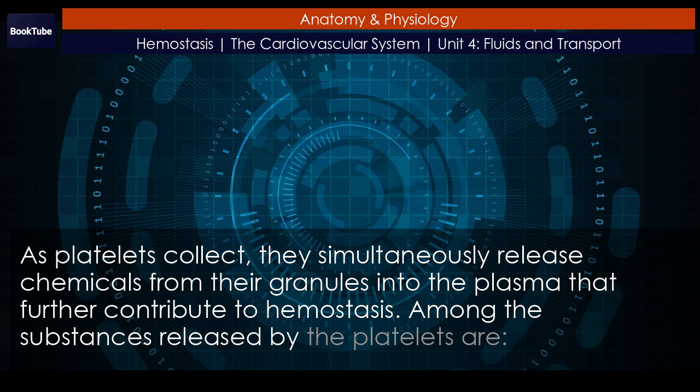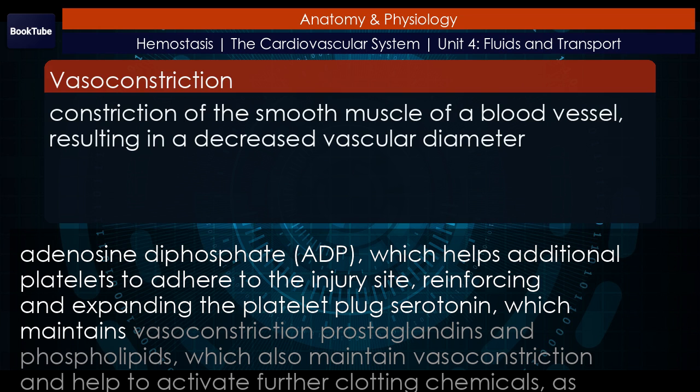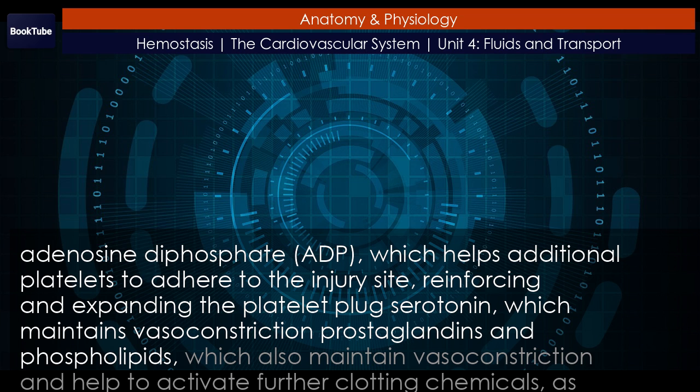Among the substances released by the platelets are adenosine diphosphate, ADP, which helps additional platelets to adhere to the injury site, reinforcing and expanding the platelet plug; serotonin, which maintains vasoconstriction; and prostaglandins and phospholipids, which also maintain vasoconstriction and help to activate further clotting chemicals.